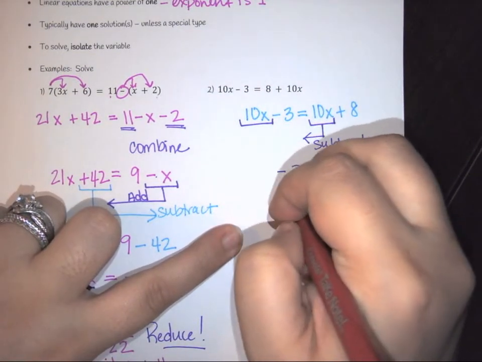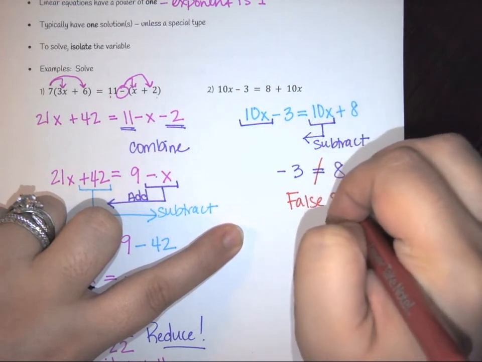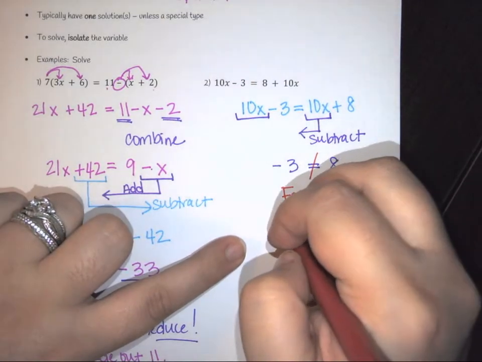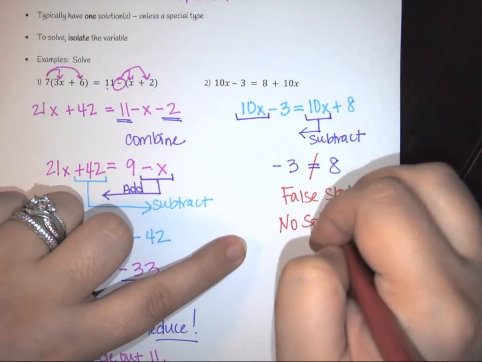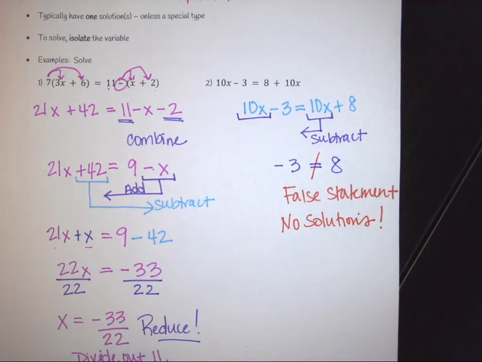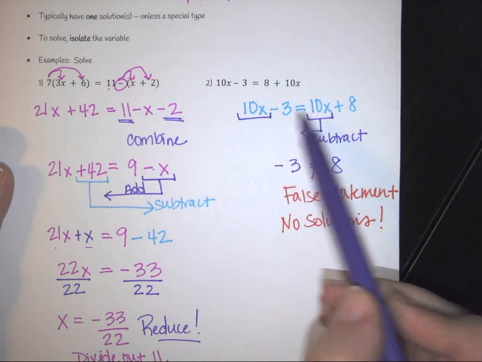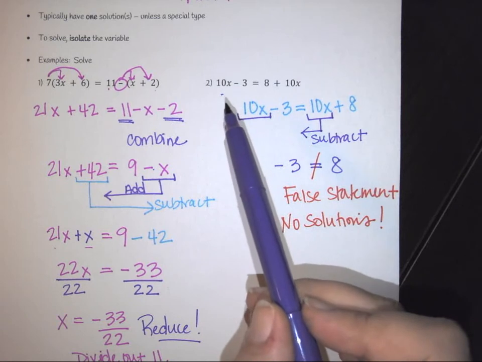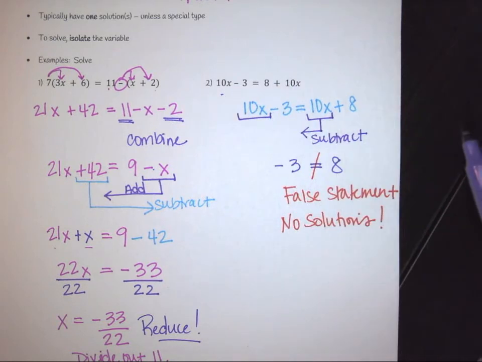This is called a false statement. And a false statement essentially is telling you that you have no solutions. What that means is that there is nothing that you could ever plug in for x into this equation that would actually result in giving you a solution. Meaning there is no x value that you could plug into this equation that would result in these two sides equaling each other. They will always and forever be something different. Therefore, it's called a false statement, and those would be no solutions.